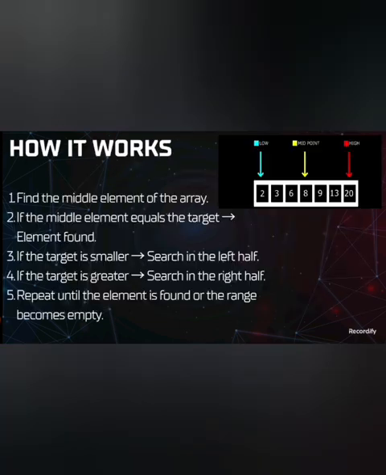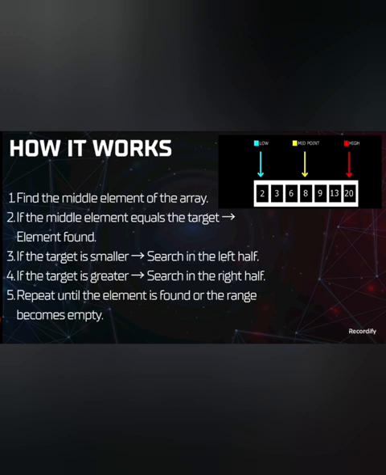Start with low equal to 0, high equal to n minus 1. Next, find the middle index. The formula is mid equal to (low plus high) divided by 2. Then compare. If array of mid equal to key, the element is found. If array of mid is less than key, search the right half. That means low equal to mid plus 1.